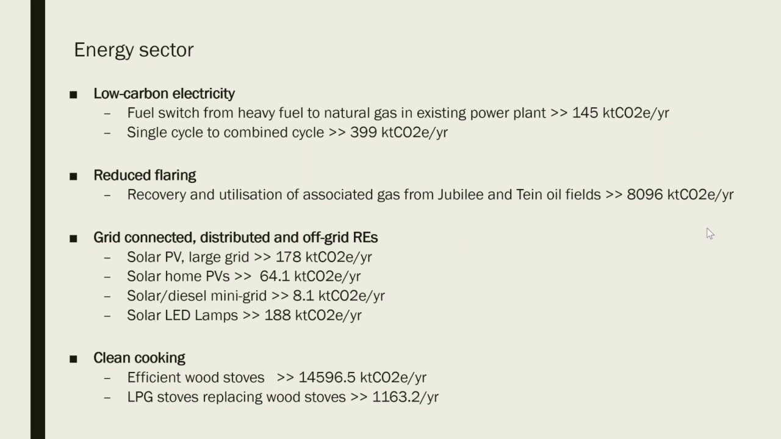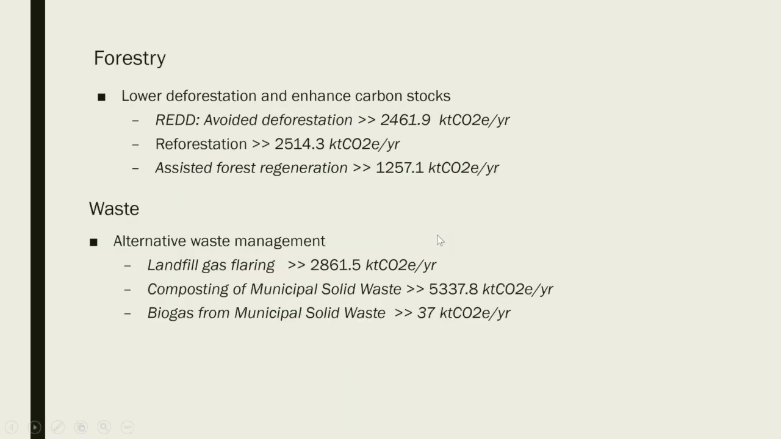So we have fuel switch, conversion to combined cycle, and reduced gas flaring, and all these are the individual mitigation measures within the 12 mitigation actions in the energy sector and what their emission reduction potential could look like. And then this comes also with forestry. We have 3 specific measures under forestry that are supposed to lead to lowering deforestation and enhancing carbon stocks. And these are their corresponding emission reductions as well.